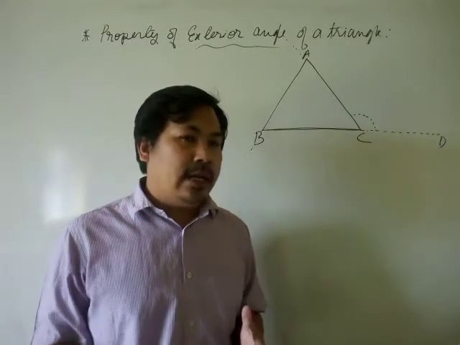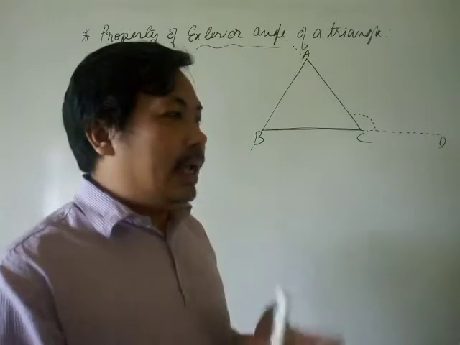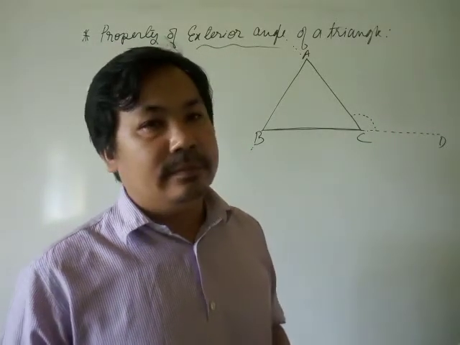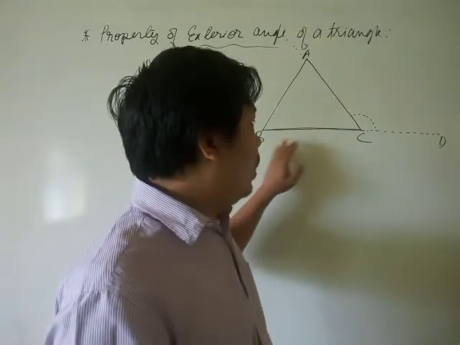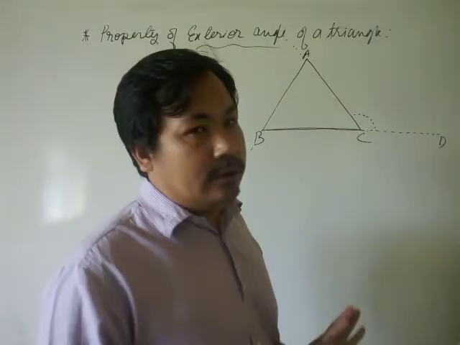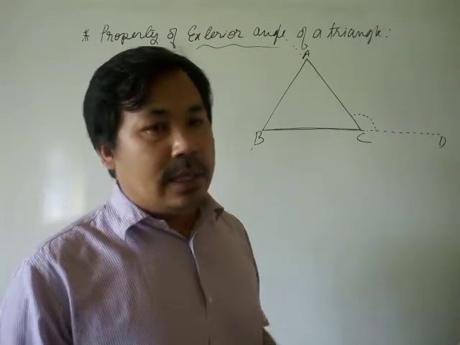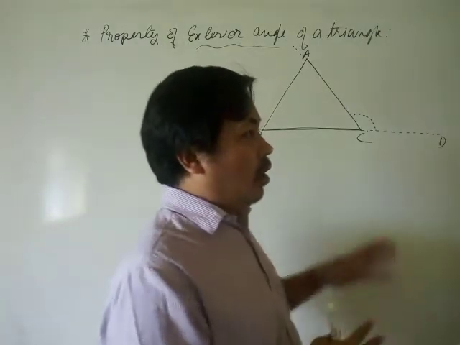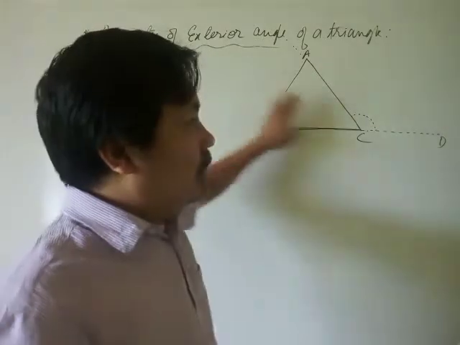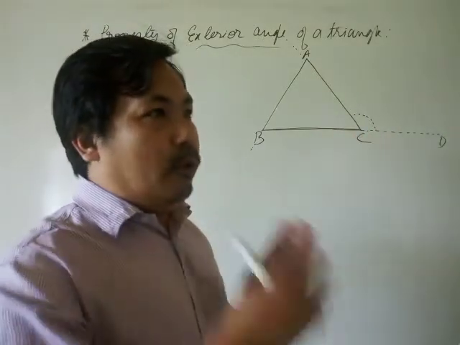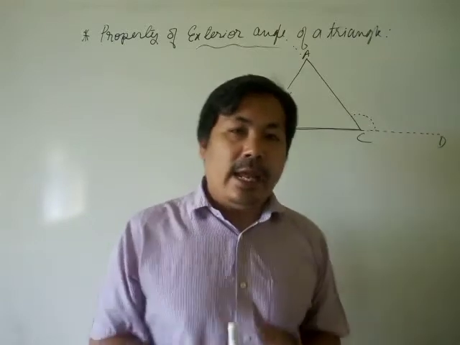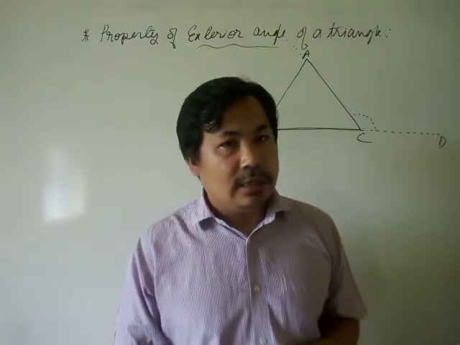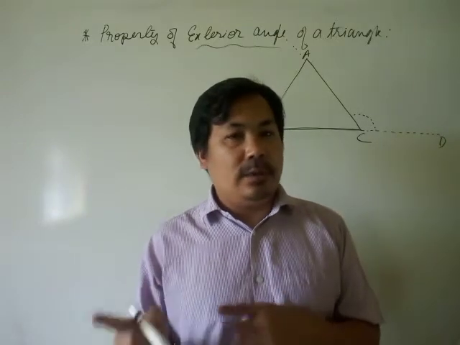So what is the exterior angle? The exterior angle is the angle we get outside the triangle when one of the sides is extended. Now we are going to study the property of this exterior angle. The property is that the exterior angle of the triangle is equal to the sum of its opposite two angles.